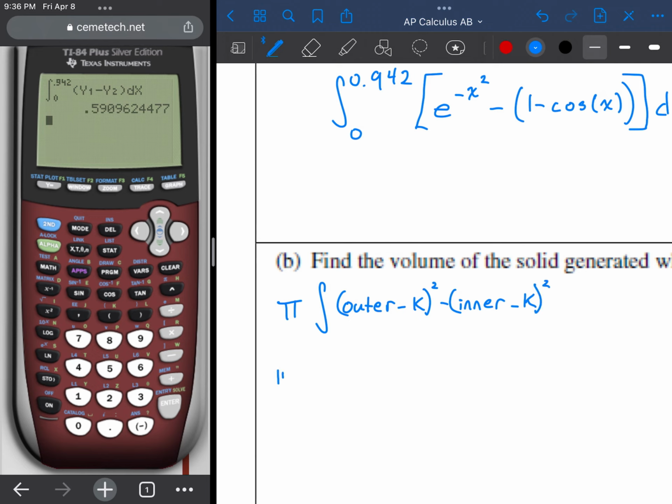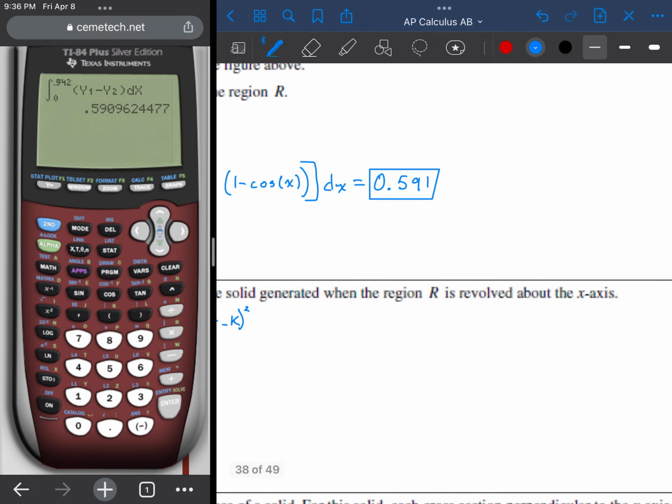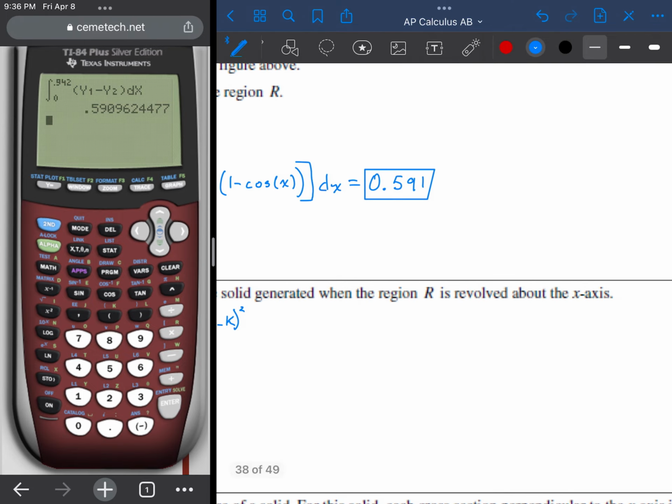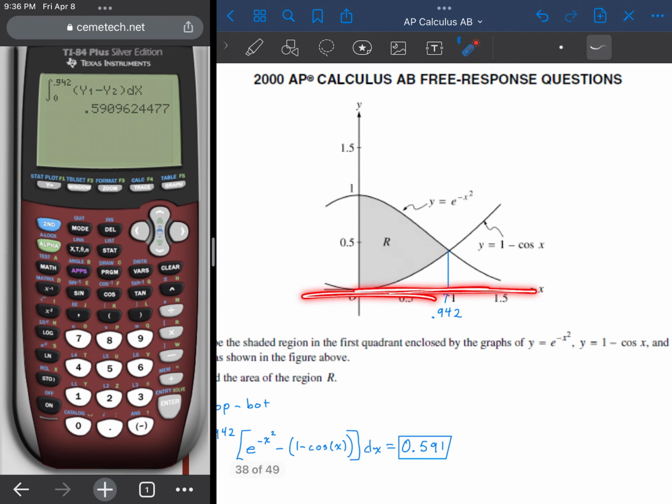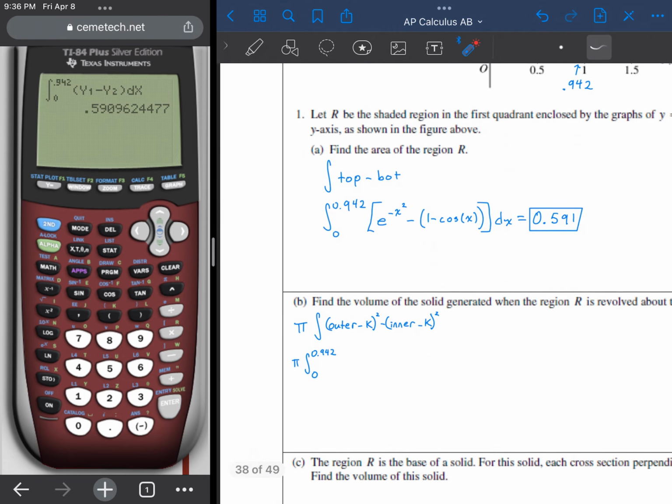All right, so for us, we're going to have pi, the integral, and I think the bounds are still going to be the same. Nothing's changed there. 0 to 0.942. And then we're going to do outer. So where's outer? We're rotating around the x-axis. So if it's the x-axis, that means I'm going to have this line right here, and I'm going to be rotating around that line. So my outer function is really this curve, and my inner function is this curve. This is going to be my first, this is going to be my second.